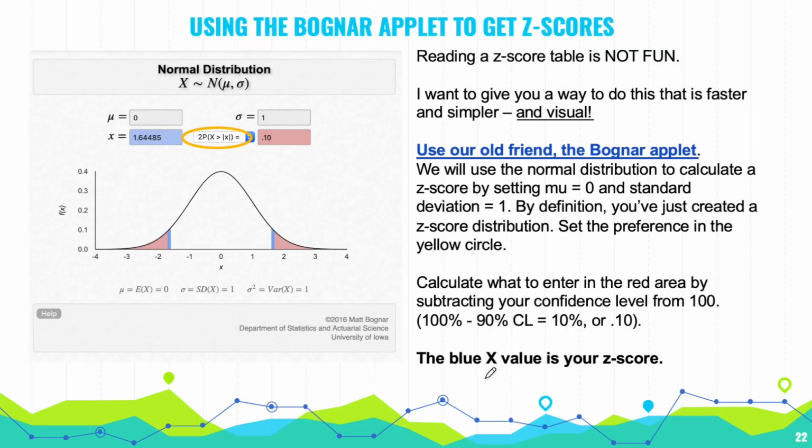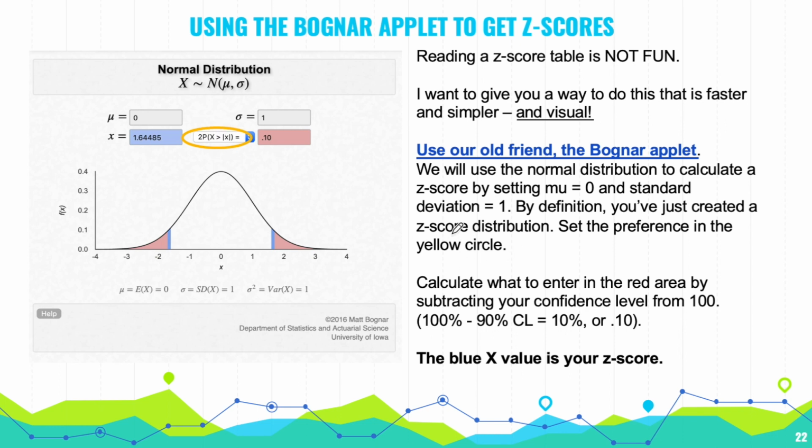So we can use the Bogner applet to get our z-scores. Remember, reading a z-score table is not fun to do, so I wanted to give you another way to do this that's faster and simpler and uses a visual. So let's use our old friend, the Bogner applet. We want to set up a normal distribution and calculate a z-score by setting it to the standard normal curve, right? So here we've got mu equals 0, standard deviation is 1, and then we're going to use this preference that's set in the circle, right?